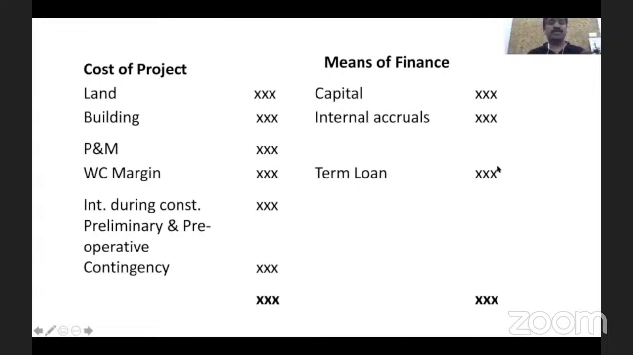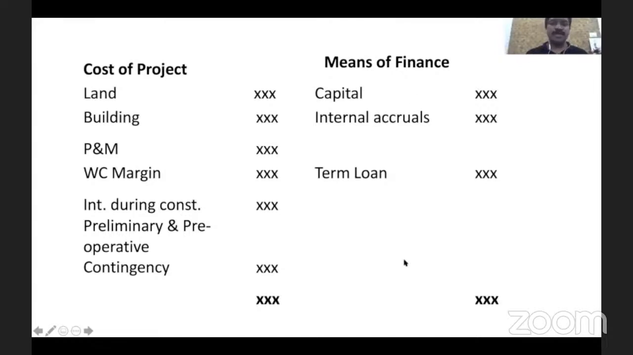Then for the balance portion, I go for a term loan. It means this table is very important for my project. Where and all I have to spend, I have to spend on land, building, plant and machinery, and other miscellaneous items. And for all this, from where I will arrange money, how much I'm going to bring, how much I'm going to ask the bank for a loan. Okay, that gets captured in cost of project and means of finance.